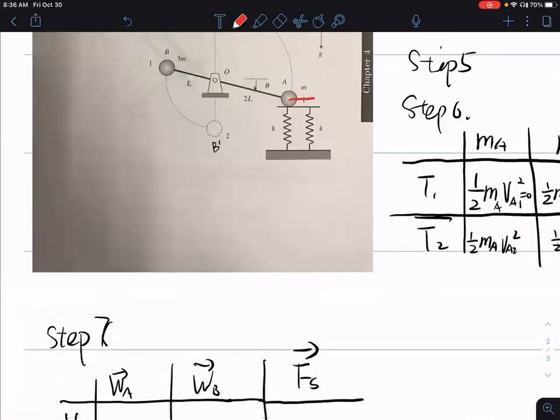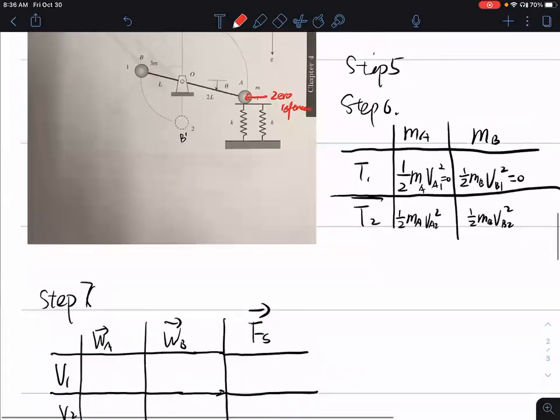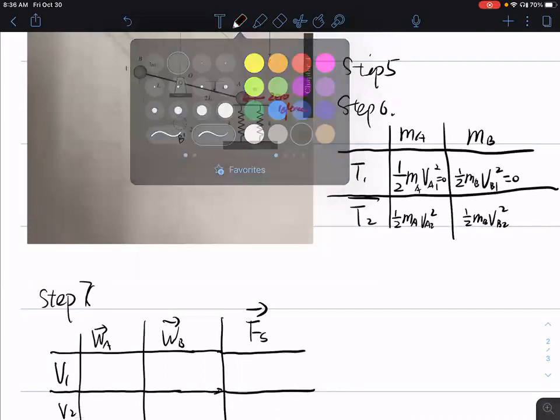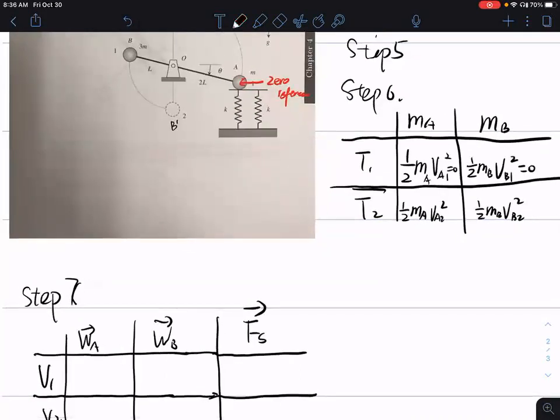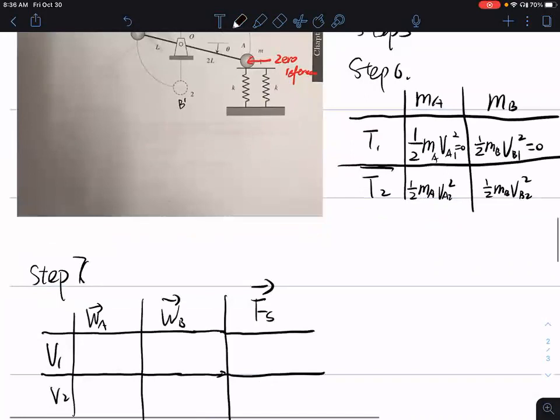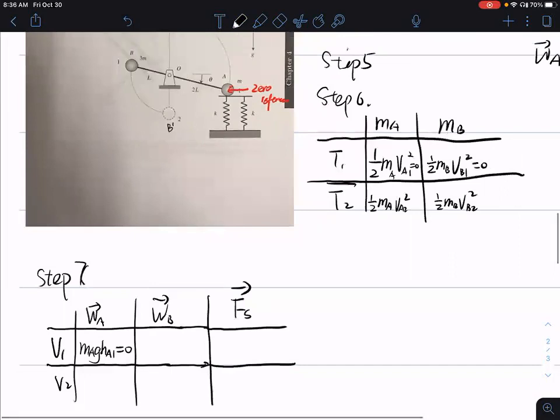I will set this point as the 0 reference. In your homeworks and exams, I want you to label where you set up your 0 reference point. Now we're going to talk about potential energy relative to that 0 reference. For A, at position 1, you're going to have mA g hA1, which is 0, because I set that point as the 0 reference.